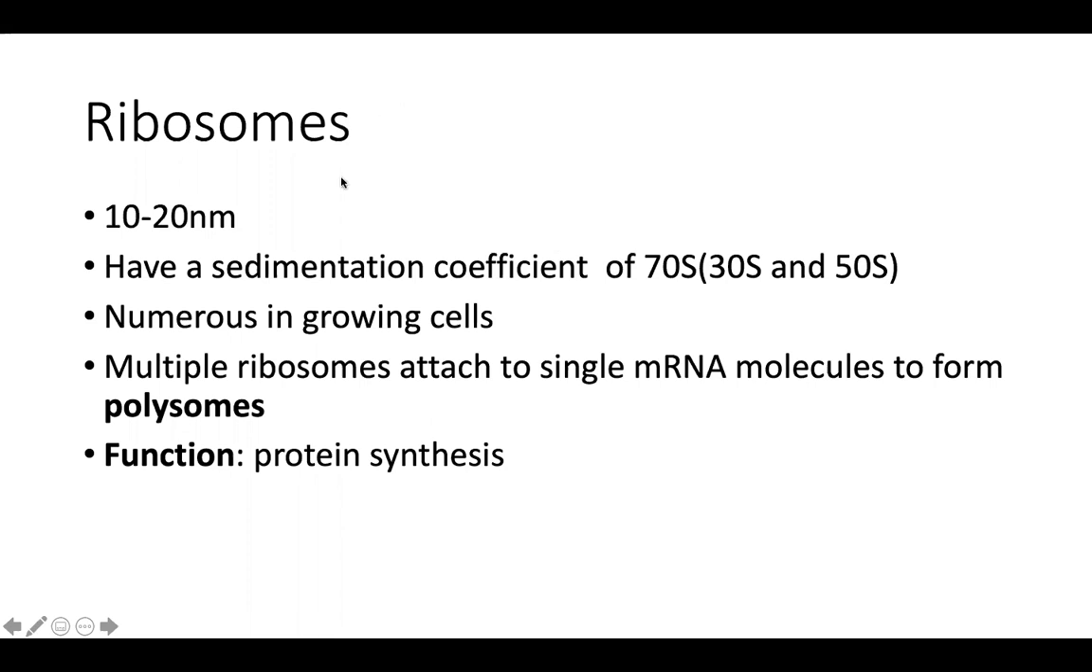Now for the prokaryotes, bacteria are prokaryotes, they have two subunits. We have the 30S and the 50S subunits. Of course, they are numerous in growing cells because the function of the ribosomes is protein synthesis. And sometimes you may be able to see multiple ribosomes attached to a single messenger RNA molecule, and these are what we refer to as the polysomes.